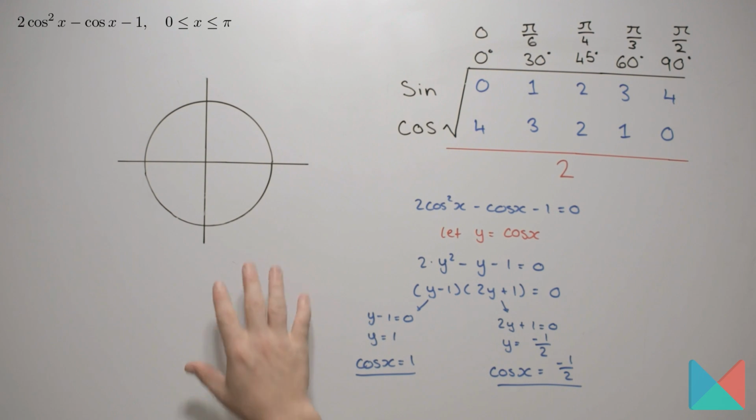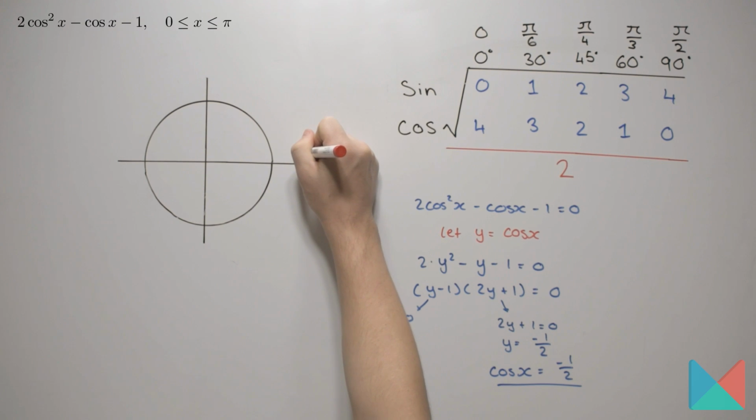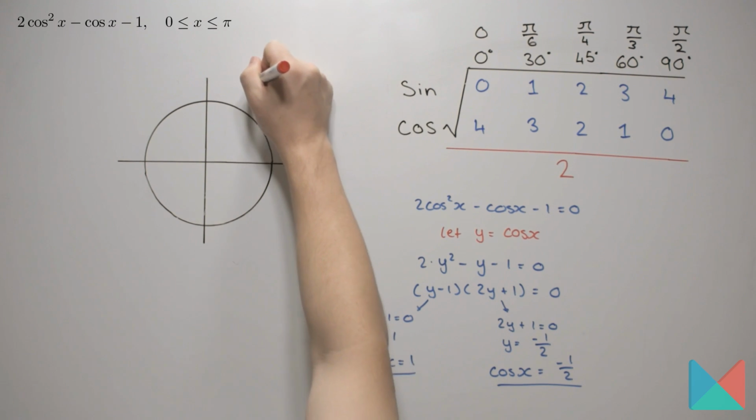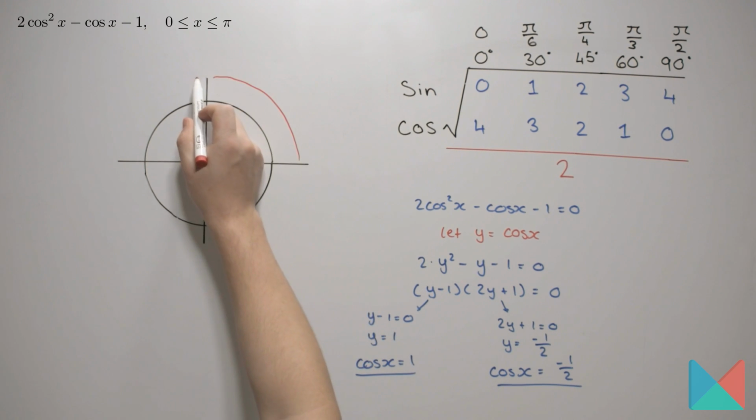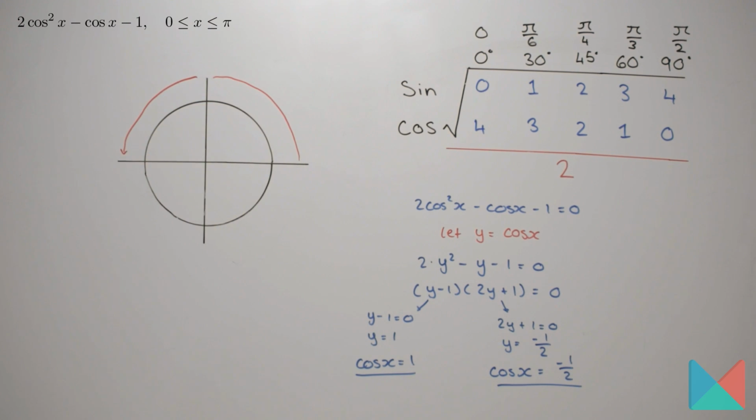So now that we've drawn the unit circle, we can fill in our domain. And our domain is between 0 and pi radians. So starting on the positive x-axis at 0 radians, we can go around anti-clockwise, halfway around the unit circle to get to pi radians.